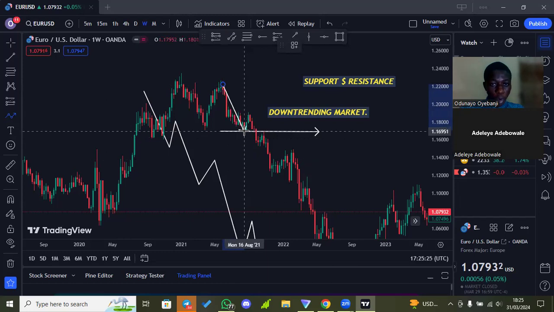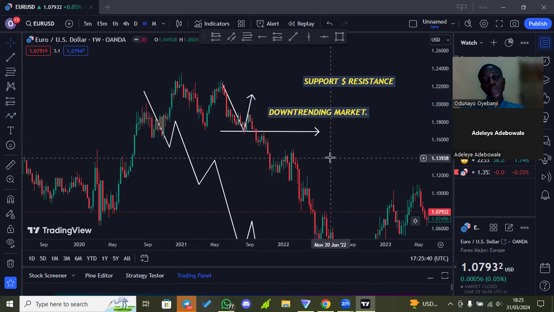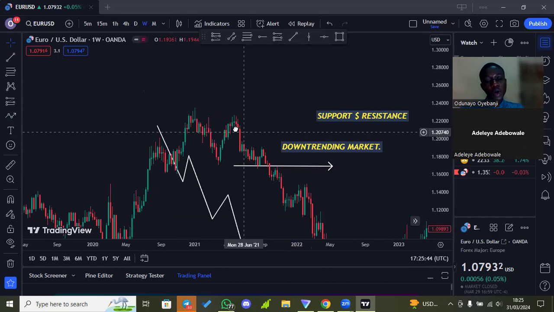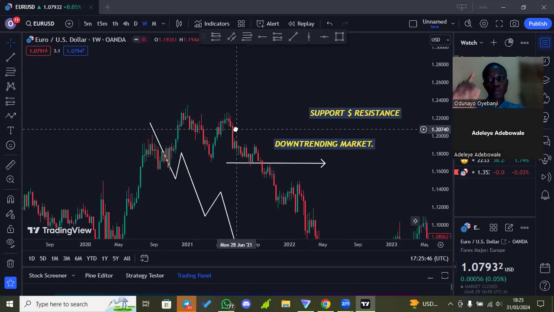So it found support here. It found support, then it went back up. Let me pause there for a bit. So now, on going back up, let me remove this. On going back up, why is the market price moving upwards?